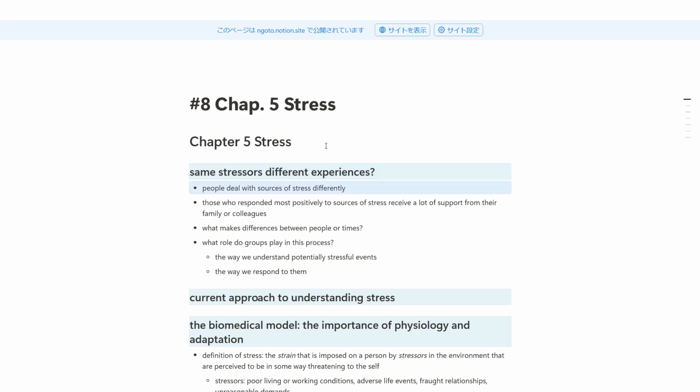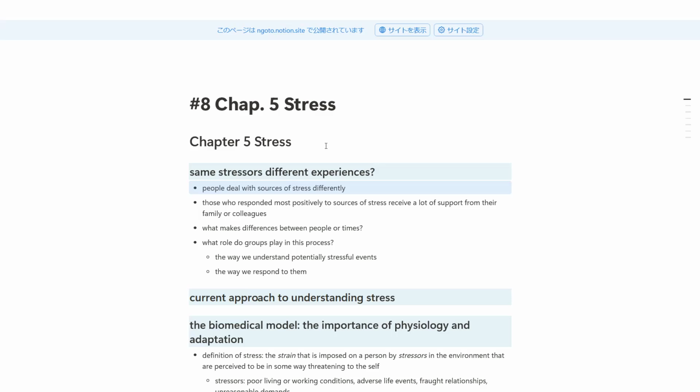For example, you could think about an exam. An exam can be a stressor, like you have to study and you may be worried about how well you can do on the exam, right? But some people may be stressed out by the exam so much, while some people are just okay with it. And then you may ask why. Surely there are many different reasons why people can deal with the same stressor differently.